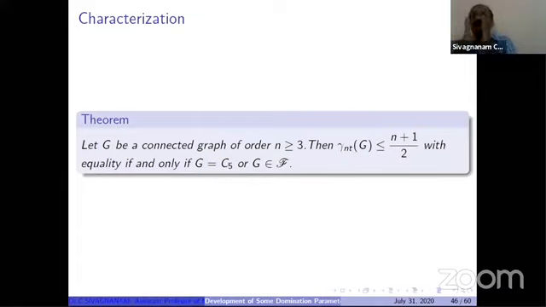G equals Bi. What is B1? It is C4. What is B2? This graph. B3? This graph. B4? This graph. B5? This graph. So only these 5 graphs have gamma nt of G equal to n by 2. But this is possible when the minimum degree, delta of G, is greater than or equal to 2. It is not just the degree of G I am writing, it is delta of G, the minimum degree, greater than or equal to 2.